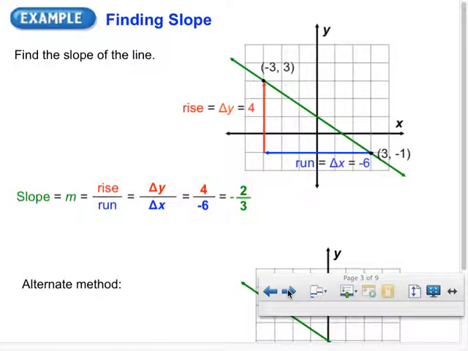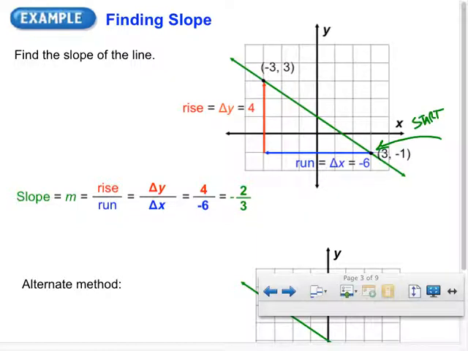So for here, if I'm going to start at this point, okay, and I want to end at this other point, we got to pick a start and an end point, okay? So we're going to start here.